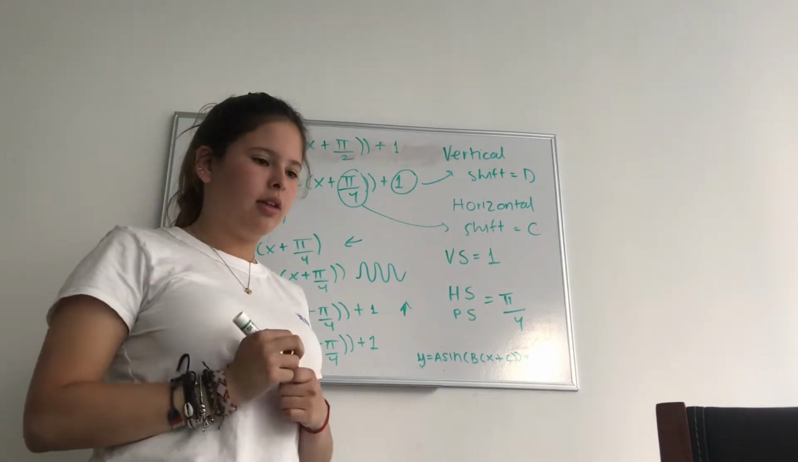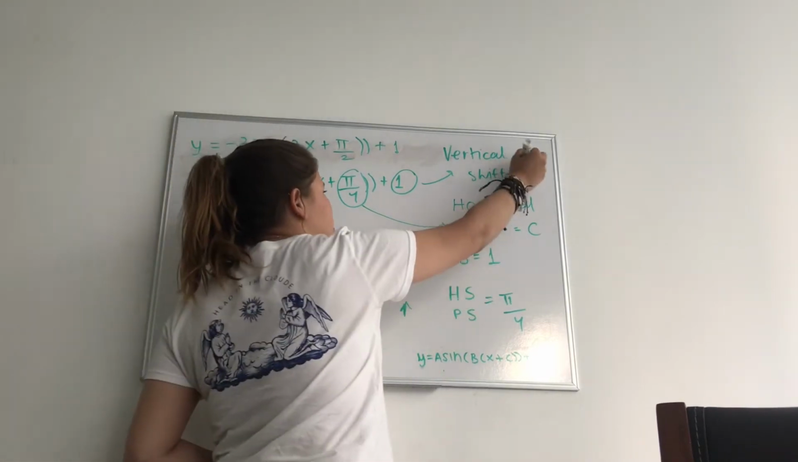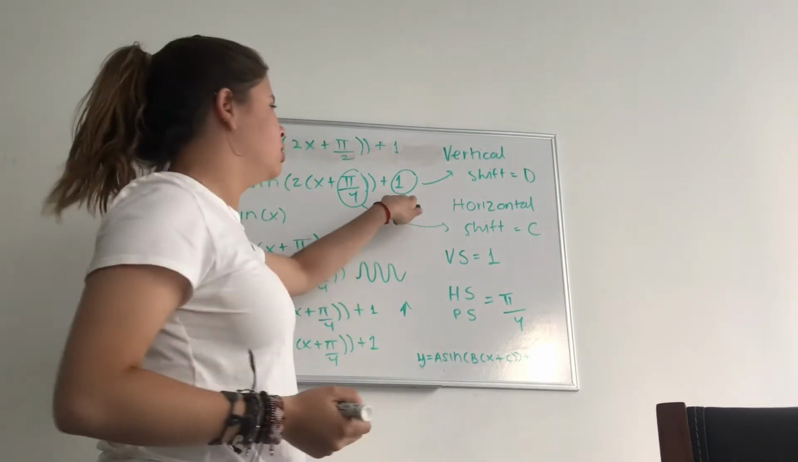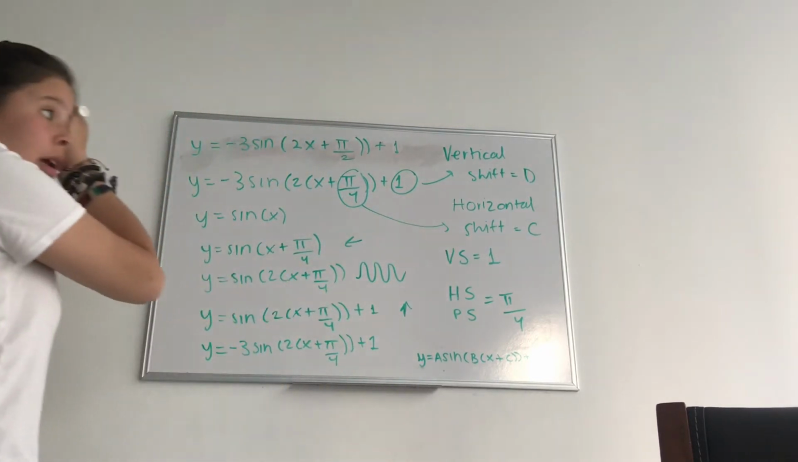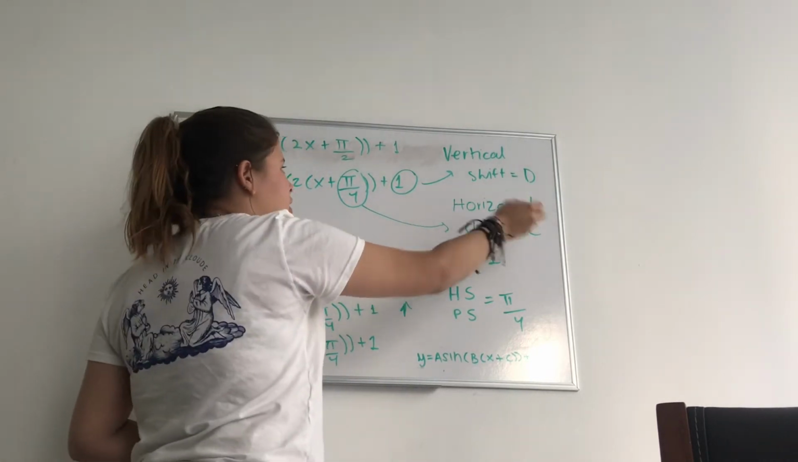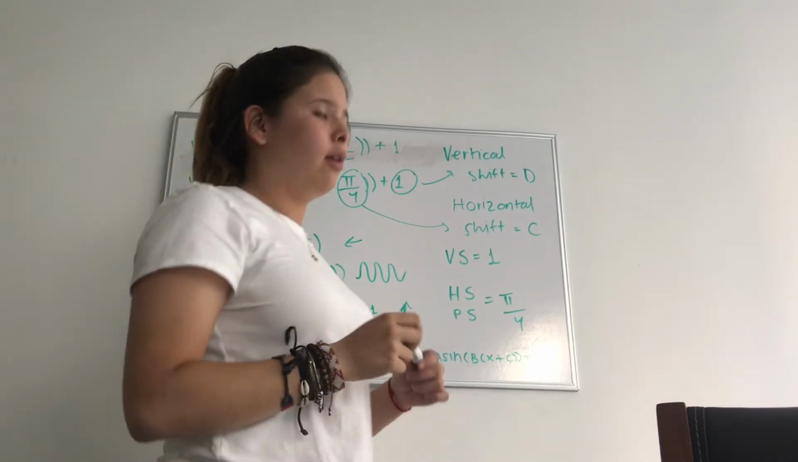To get the vertical shift, the theory just tells us that the vertical shift is equal to d, which in this case is 1, and the horizontal shift is c, which is equal to pi over 4.